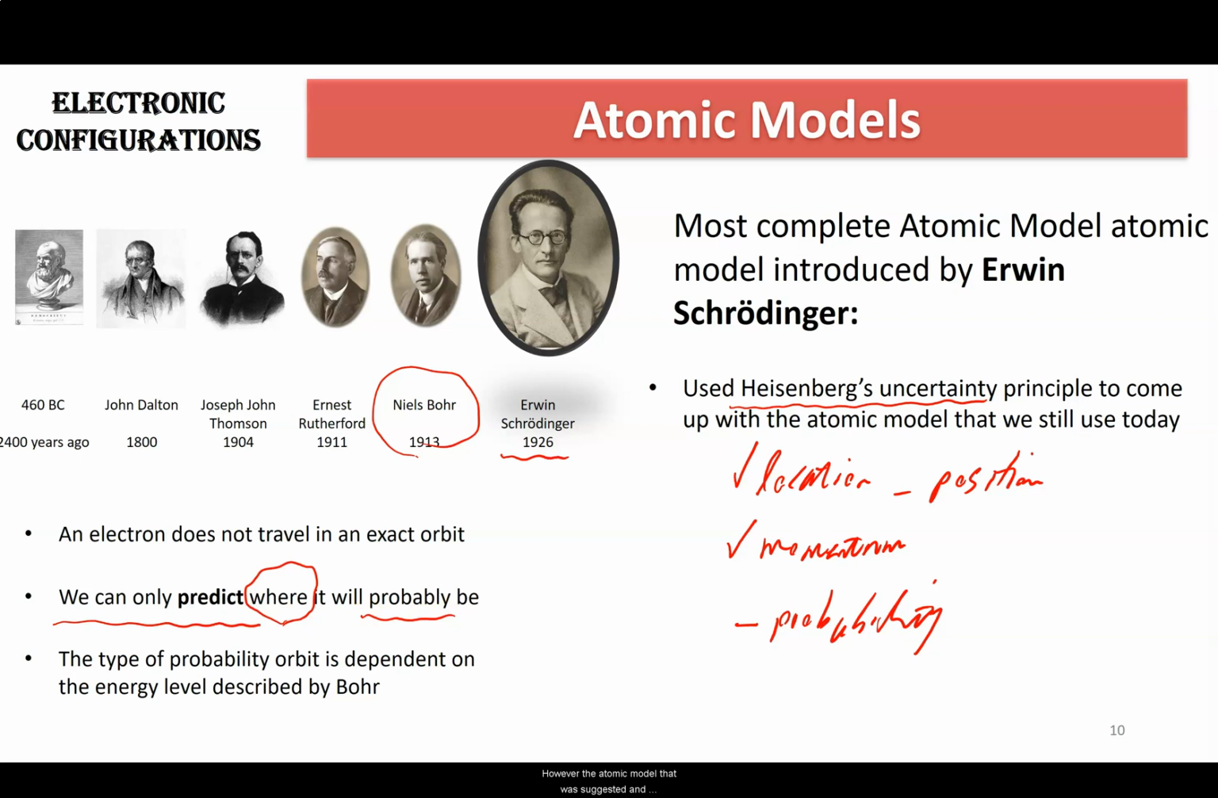However, the atomic model that was suggested and introduced by Erwin Schrödinger was built on the existing atomic model that was suggested and introduced by Niels Bohr. So, in other words, Erwin Schrödinger took everything from Niels Bohr and made it way better, way more complicated, accurate, sophisticated, and a lot more mathematically complex. So let's have a look to see what this gentleman has done for us.